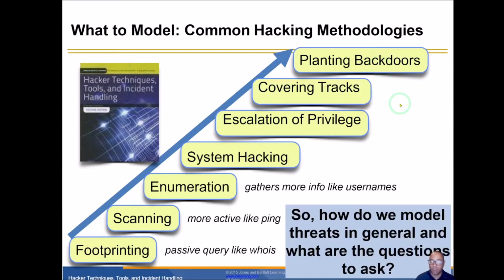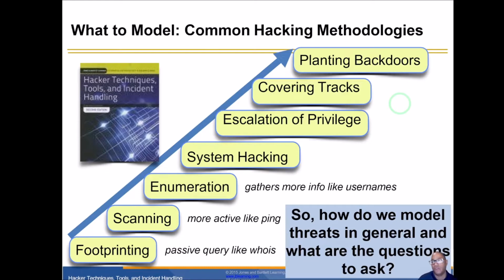A lot of these are common attacks because it's a methodology that is very, very frequent. You start out with these passive queries all the way to having someone embedded into our network because they planted some kind of backdoor.